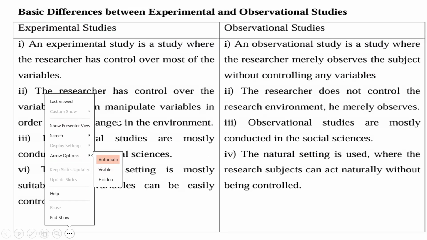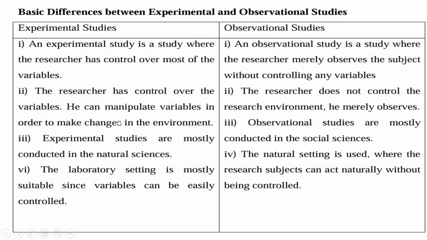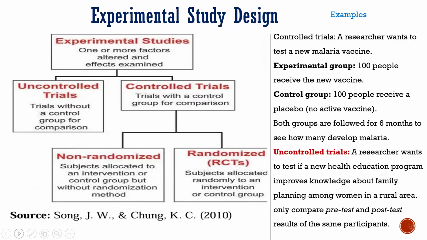Okay, that's fine. Then the third difference is that experimental studies are mostly conducted in natural sciences, while observational studies are mostly conducted in social sciences. Then for experimental studies also, the laboratory setting is mostly suitable since variables can easily be controlled, while a natural setting is used in observational studies where the research subject can naturally just be observed without being controlled. Do you understand? Okay, so let's move on. So we say that there are 2 major classes of study design.